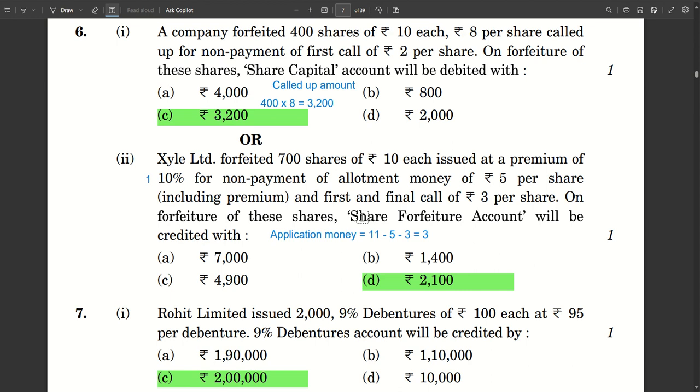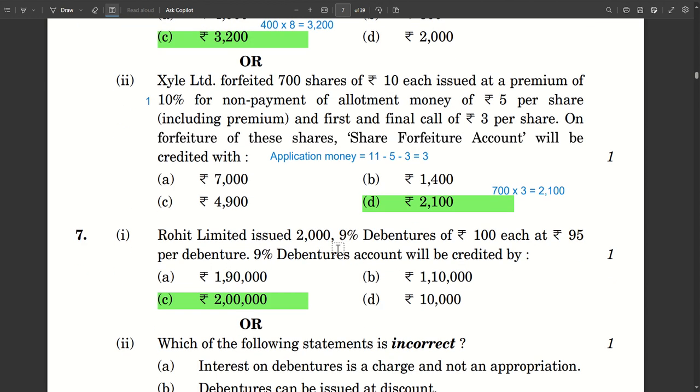So on forfeiture of these shares, share forfeiture account will be created with, and always remember share forfeiture is created with the amount of money that has been received. And in this case, the allotment money and first and final call money have not been received, which means the application money is the only money received here. 700 into 3 is the answer here. So 700 into 3 equals 2100. All right.